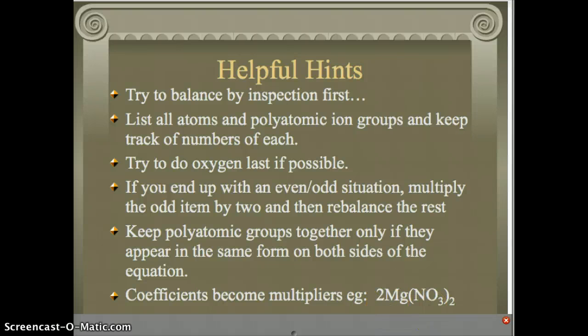So the coefficients and the subscripts multiply together to get you the correct number of atoms. So let's try some examples. Here in this first one, we're just going to inspect this. We have one copper, one silver, one NO3. I recognize that as a polyatomic ion group, so I'm going to check. Oh, there it is on the other side, but I have 2 over here.